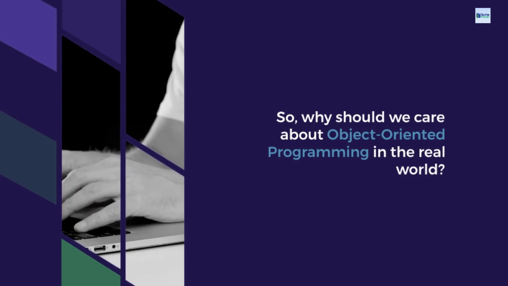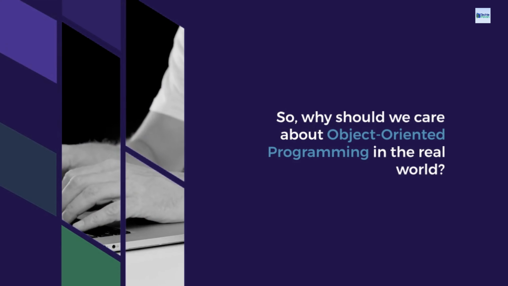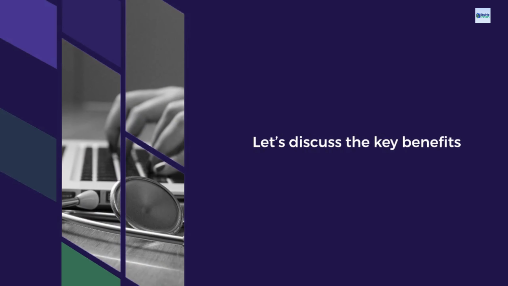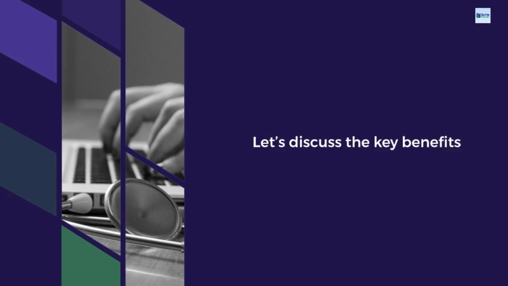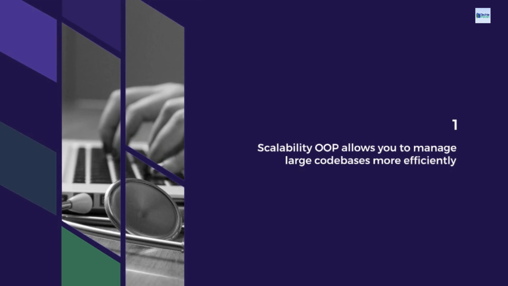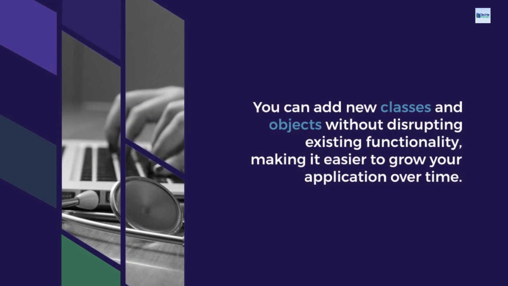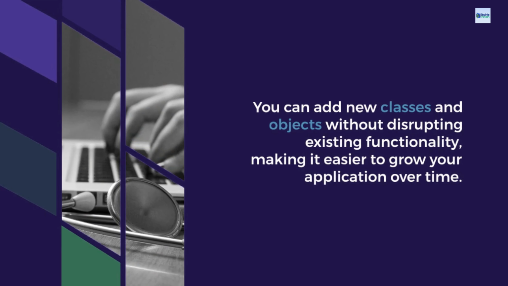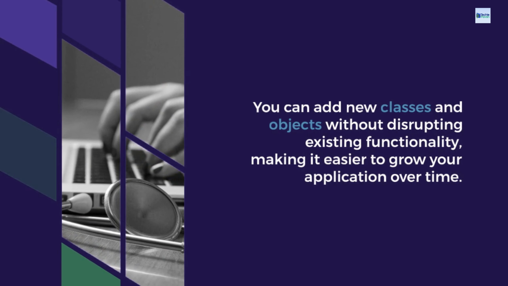So why should we care about object-oriented programming in the real world? Let's discuss the key benefits. 1. Scalability. OOP allows you to manage large code bases more efficiently. You can add new classes and objects without disrupting existing functionality, making it easier to grow your application over time.